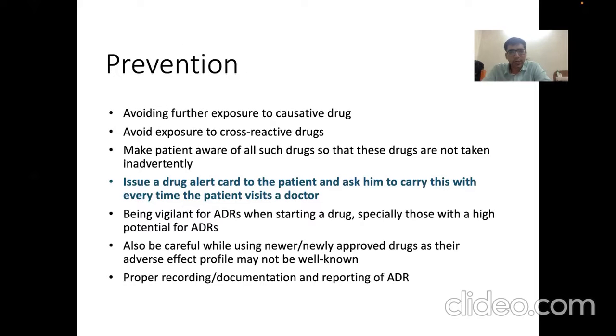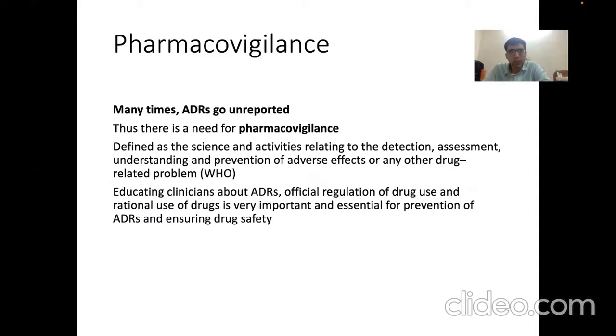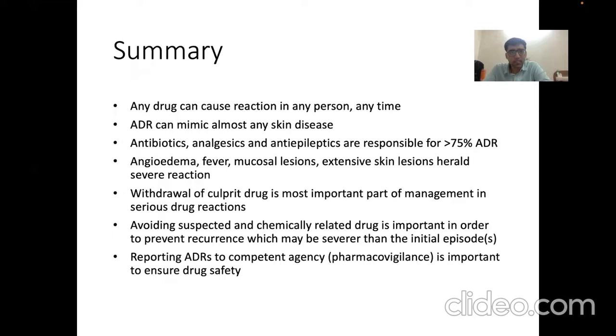To prevent recurrence, always avoid further exposure to the culprit drug and issue a drug alert card to the patient and ask him to carry it every time. Pharmacovigilance is very important. Summary: any drug can cause a reaction. It can mimic any skin disease. Anti-epileptics, antibiotics, and analgesics are the most common drugs. Withdrawal of the drug is the most important part of the management. Avoiding susceptible drugs and cross reactions is also important. And reporting such reactions to the competent agency, that is pharmacovigilance, is also very important.